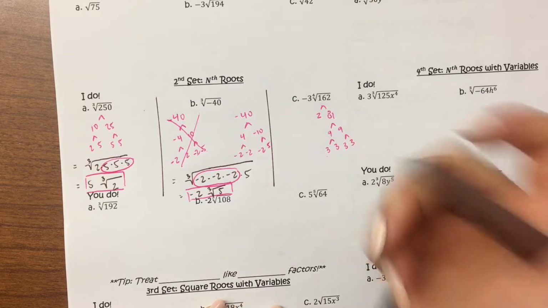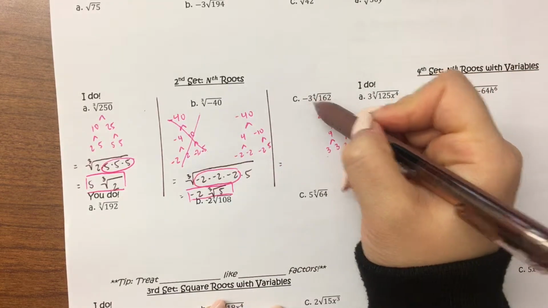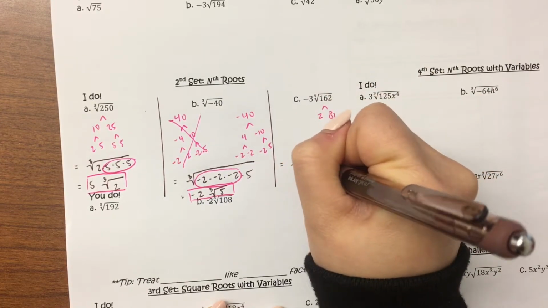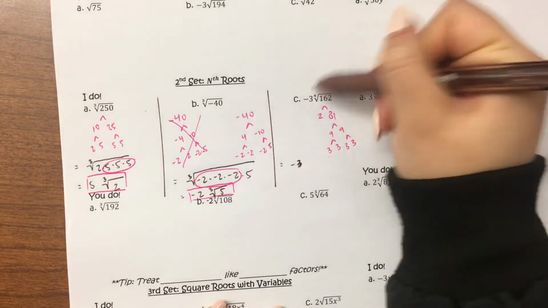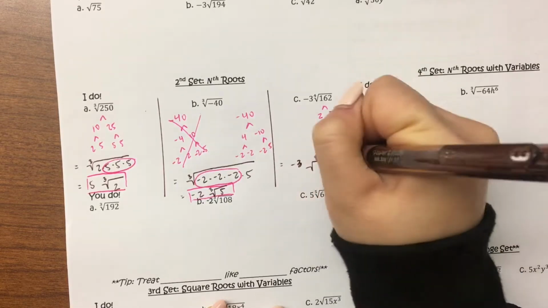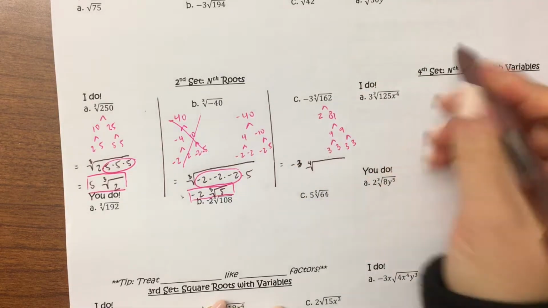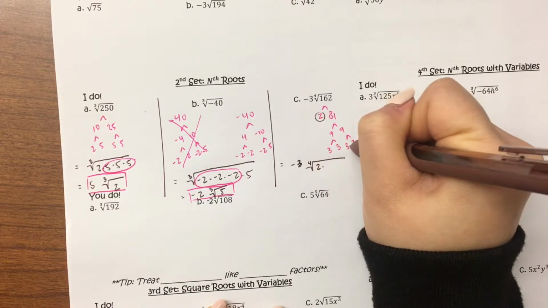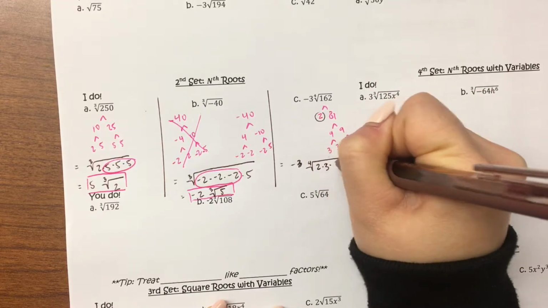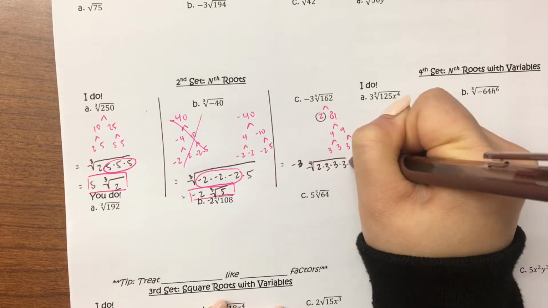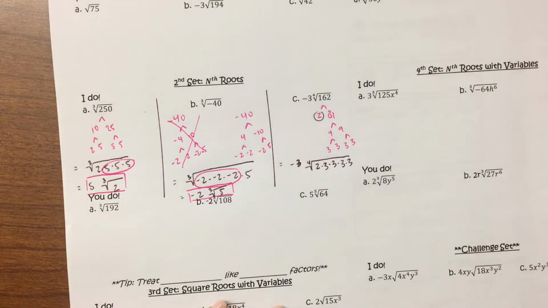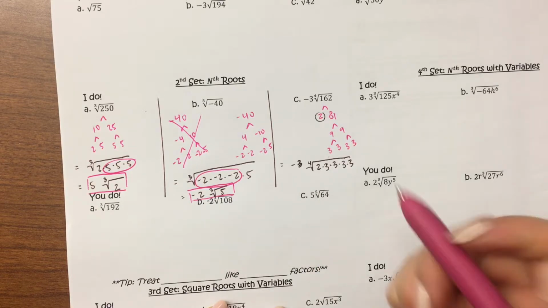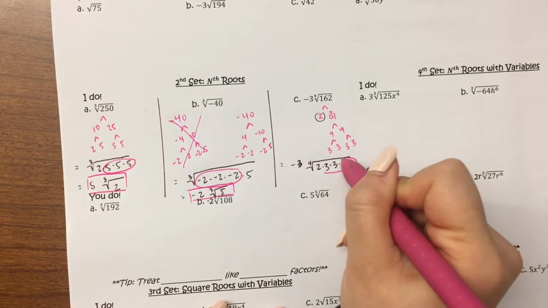So let me go ahead and rewrite this radical into a factored form. So I have the negative 3 out front. I have the radical with the 4th root, don't forget your root. And then I have 2 times 3 times 3 times 3 times 3. All right, once it's factored, let's find our group of n. So I'm looking for a group of 4. So here's my group of 4. Go ahead and circle that.